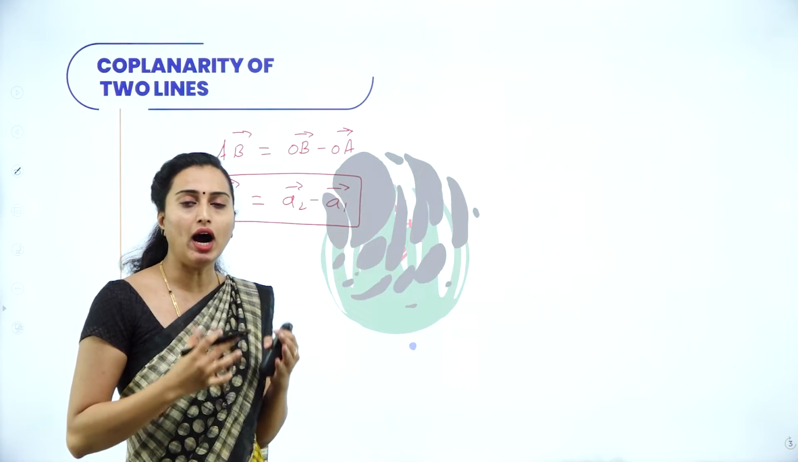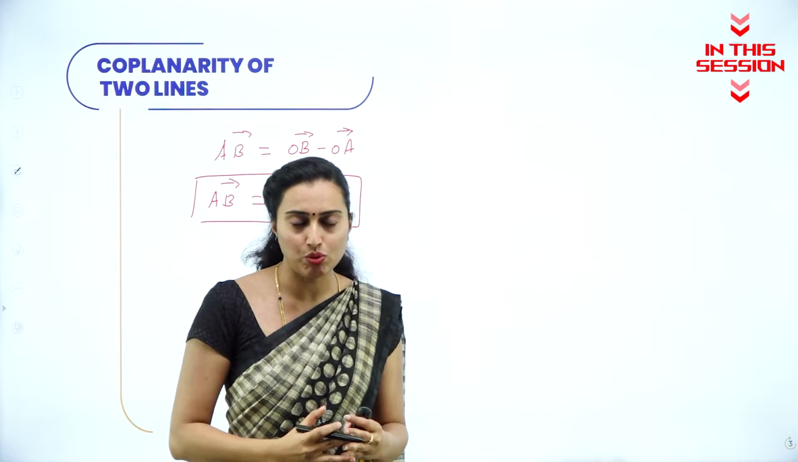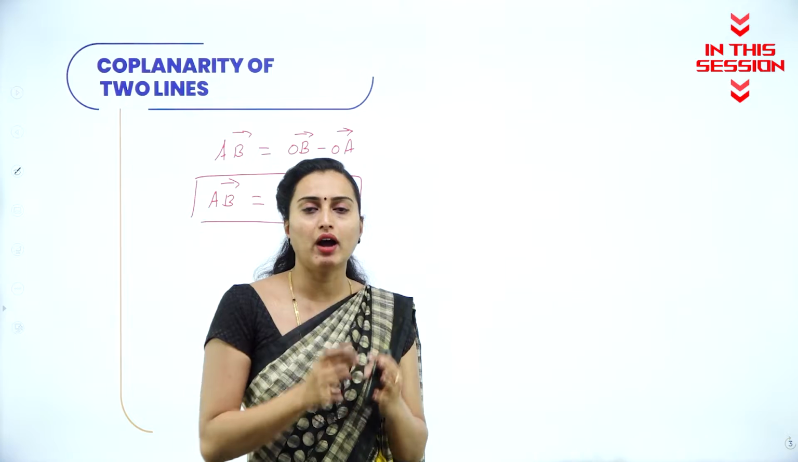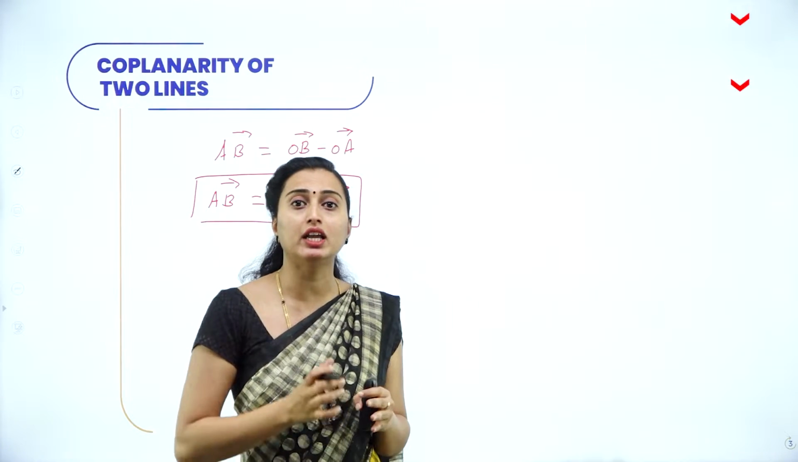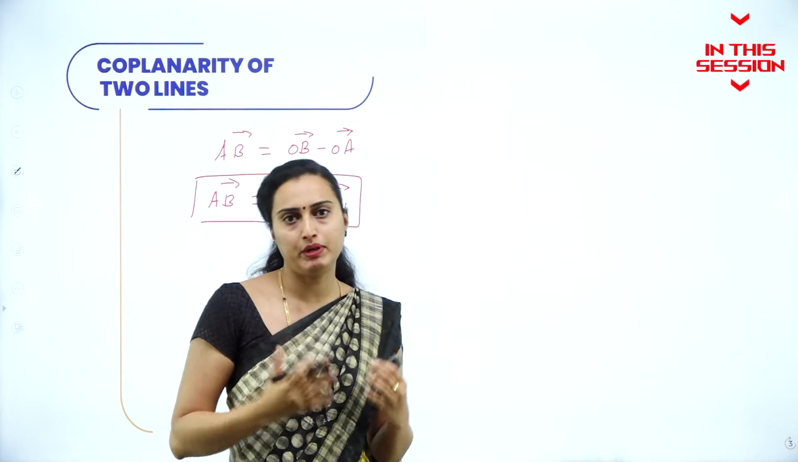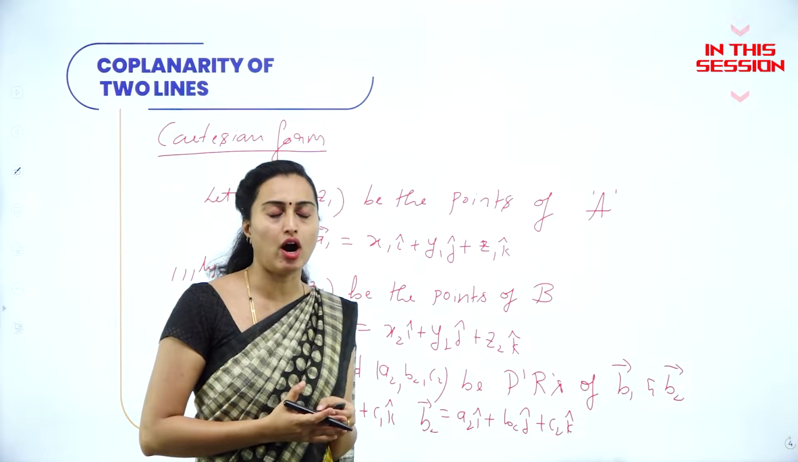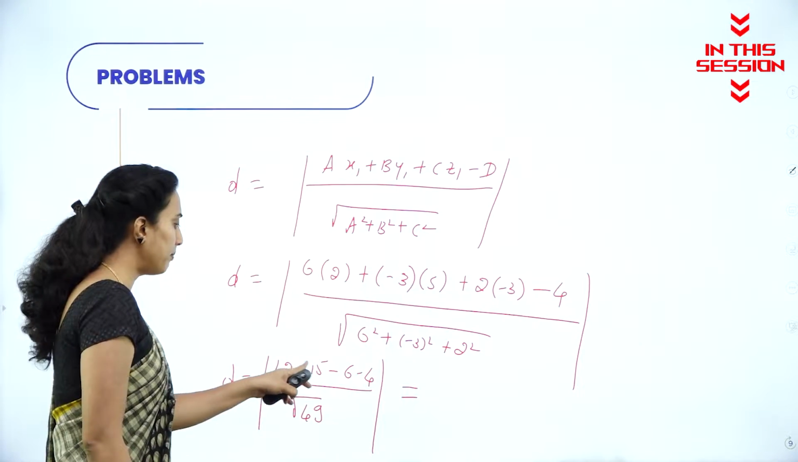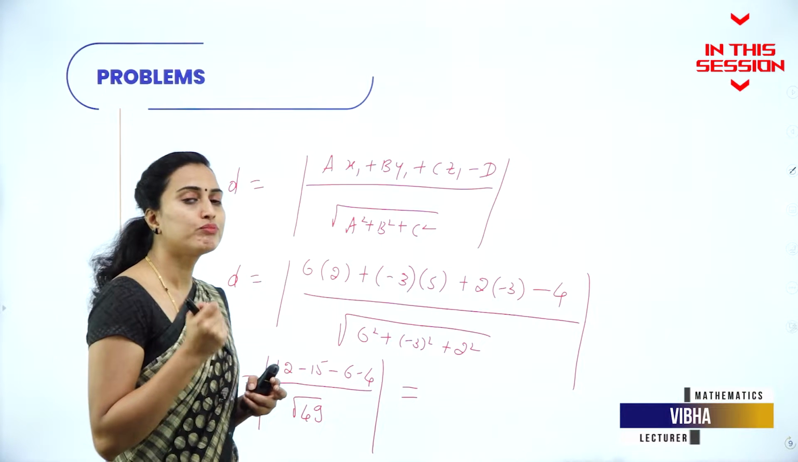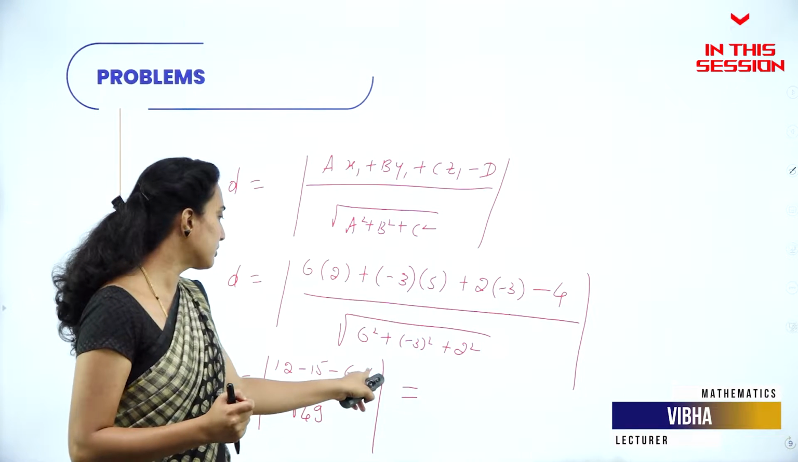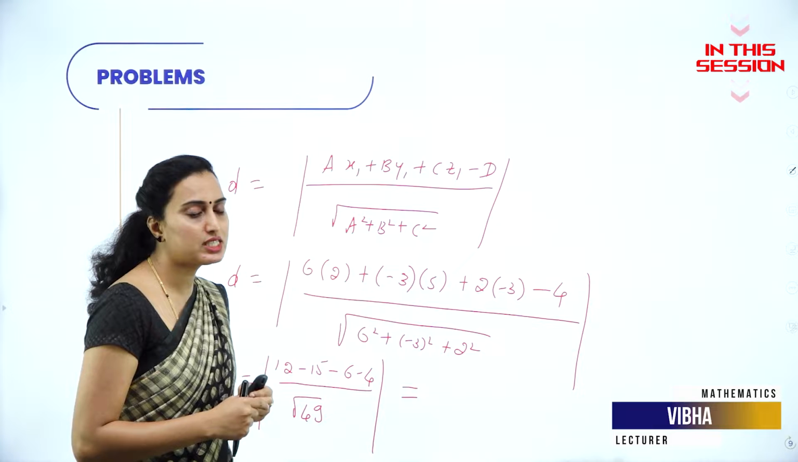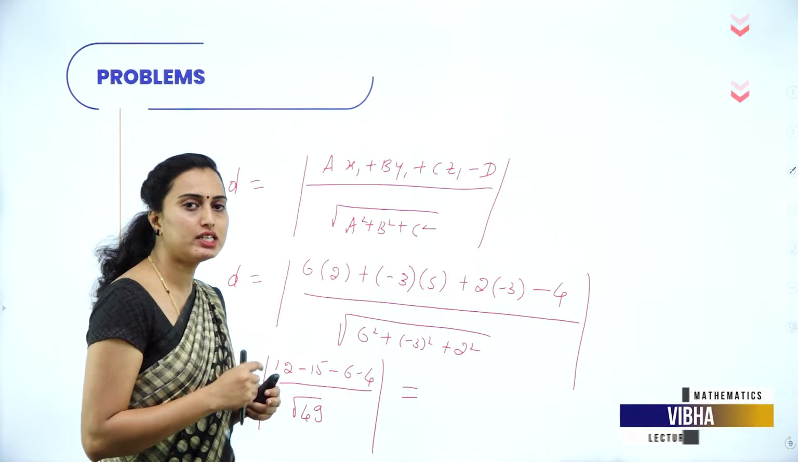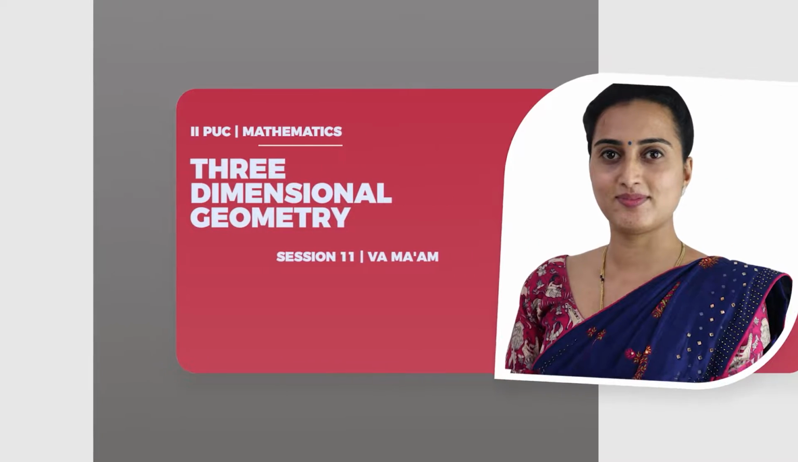If A1 and A2 are parallel to B1 and B2, then you are going to have the line AB perpendicular to B1 and B2. A2 minus A1 dot B1 cross B2 will be equal to 0. 12 minus 15, which is nothing but minus 3. So minus 6 minus 4 is minus 10. Minus 10 minus 3 is minus 13.